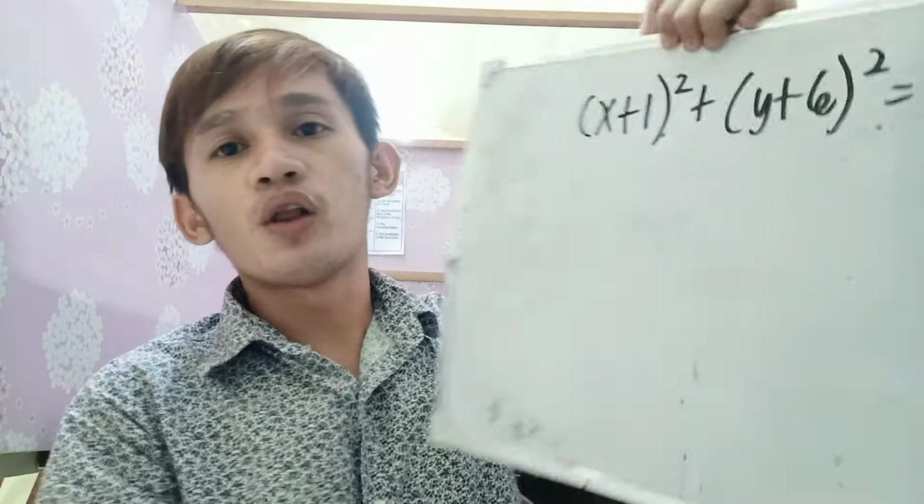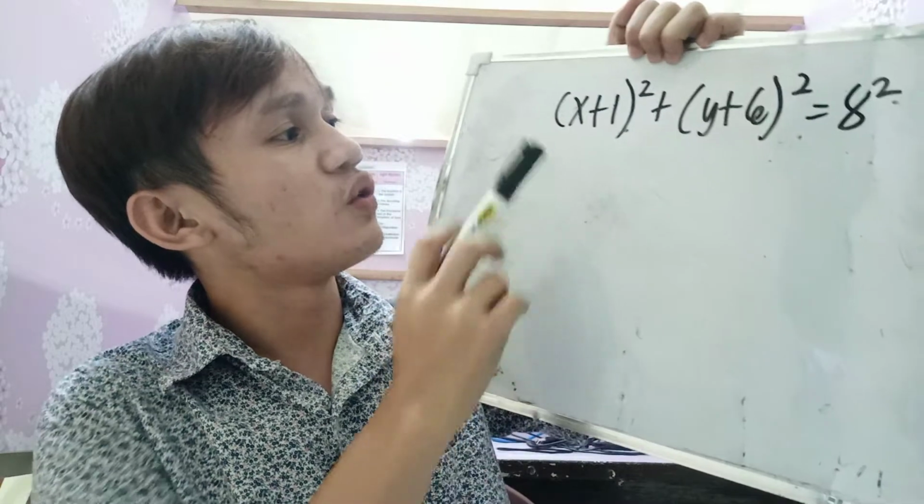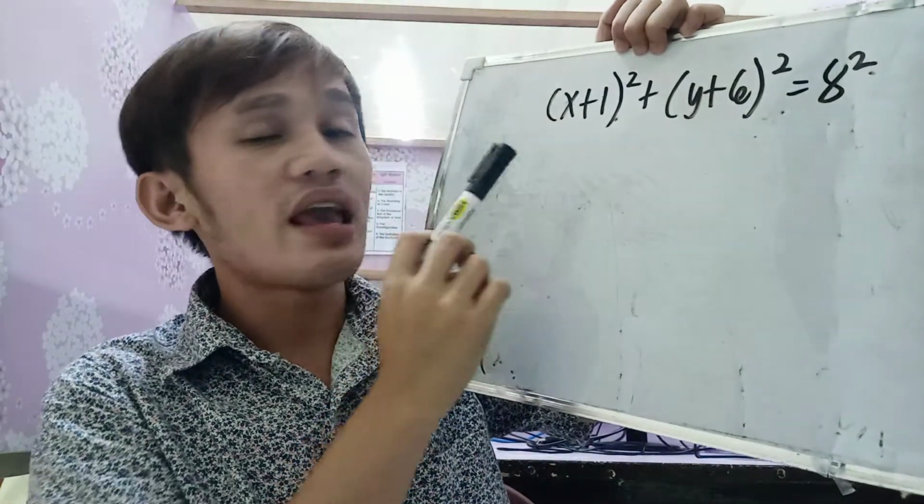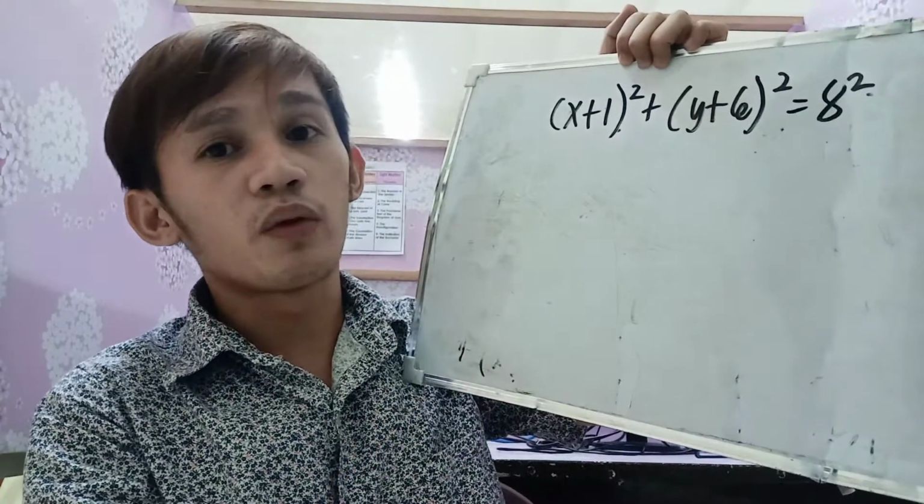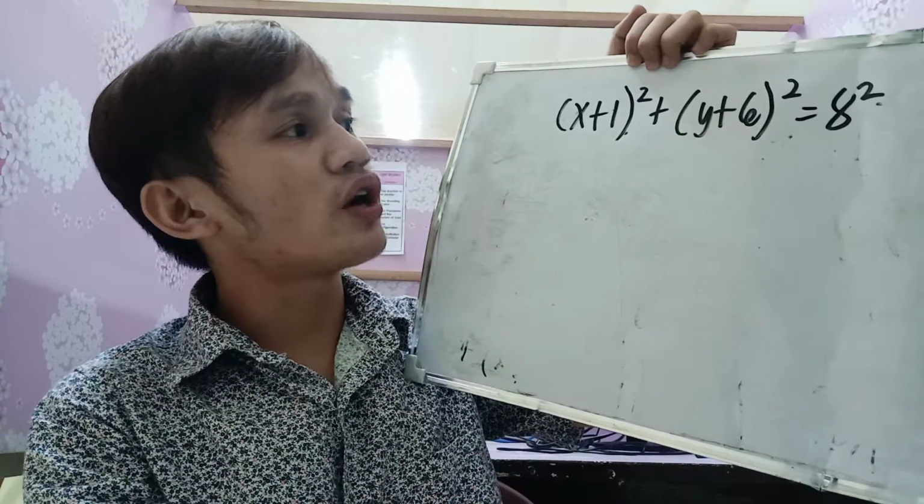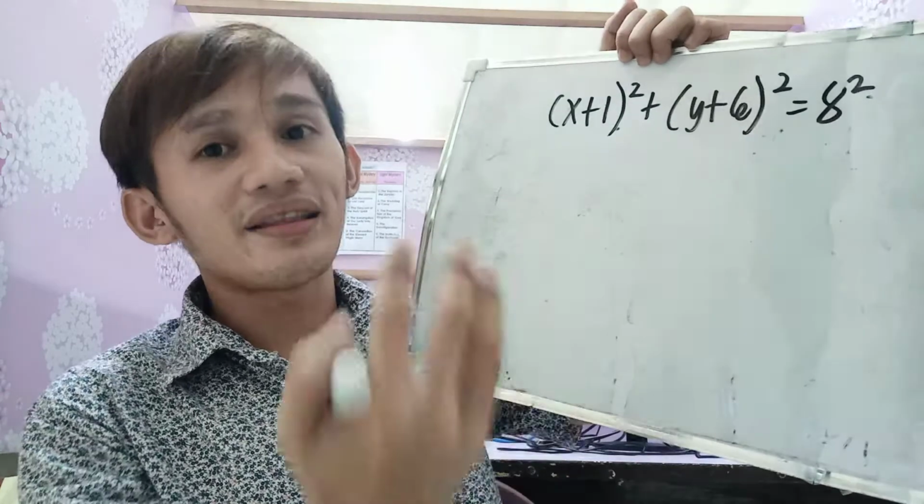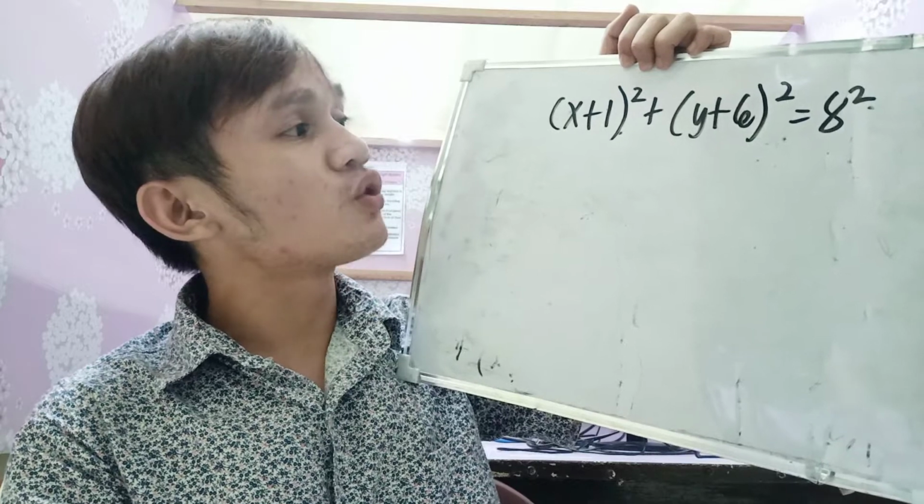Suppose that we have (x + 1)² + (y + 6)² = 8². This example is written in standard form because, as you have noticed here, we have h and k, which are 1 and 6, as our center, and your radius is 8. So this time we are going to transform this into general form. And how are you going to do that?